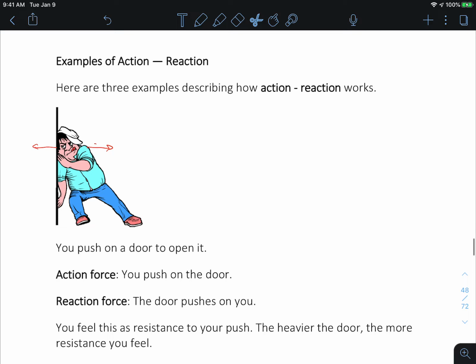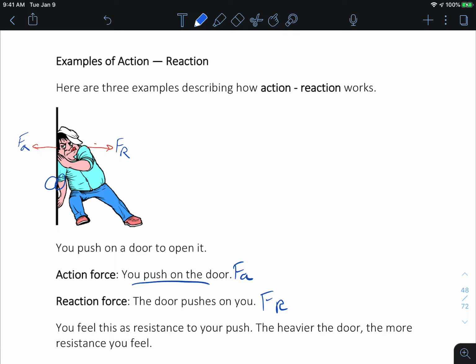So here's some examples. If you want to open a door, this guy is obviously working hard on opening a door that is closed. And I feel like this door should have little door handles or whatever. So when he pushes on the door, this is the action force on the door. And the reaction is the door pushes on him. And if it's a really sticky door, then he'll actually be able to feel that reaction force against him. And he might not even move, right?